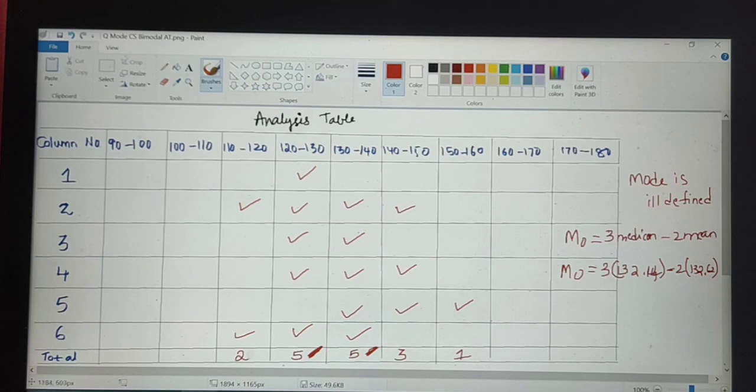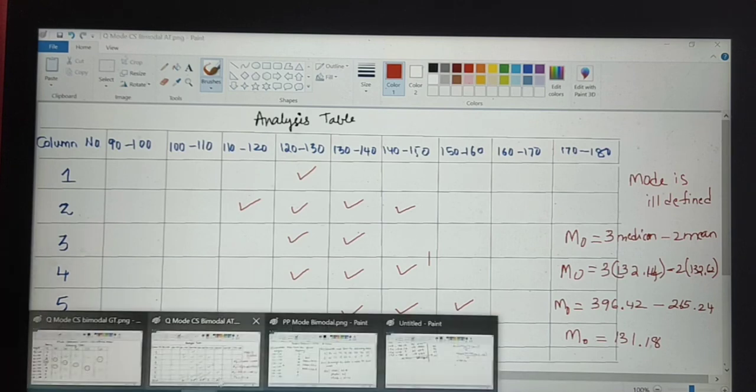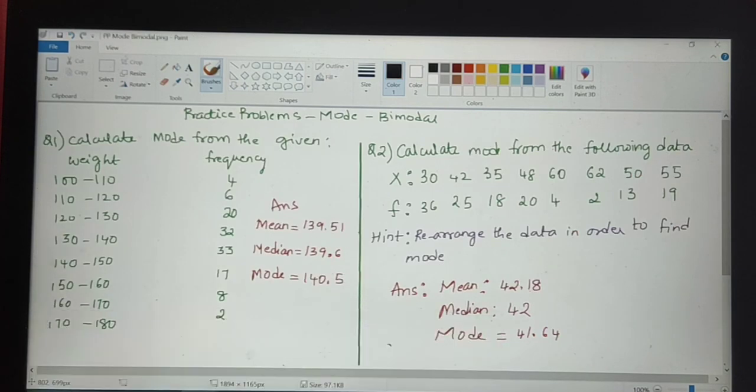When you multiply all of those values, mode equals 396.42 minus 265.24. I have subtracted both of these values, hence mode equals 131.18. This is how you calculate the mode whenever it is a bimodal series. It is very important that you are thorough with all the formulas related to mode, mean and median, be it any kind of series.